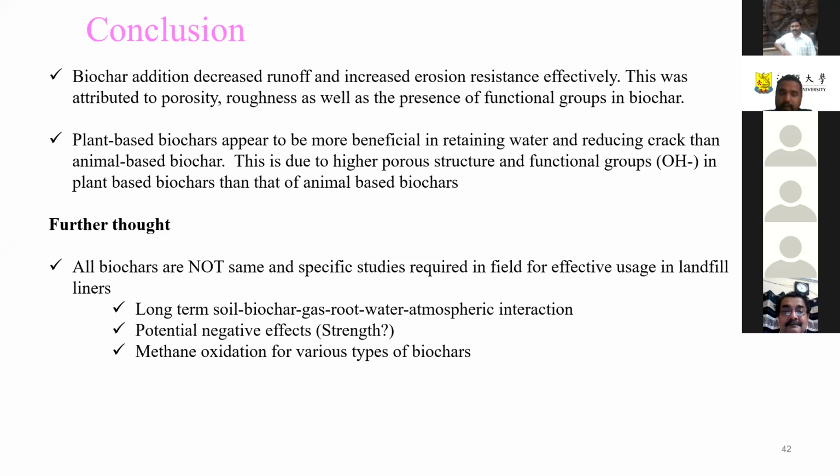And future thoughts: all biochars are not the same. When we generalize any conclusion that biochar is useful or not useful, we should be very careful, as it depends on the production process of biochar. Some can be useful, but some can even have a negative effect. We need long-term interaction studies. We also need to think about how to minimize the negative effects of biochars, and about methane oxidation potential for different types of biochars.